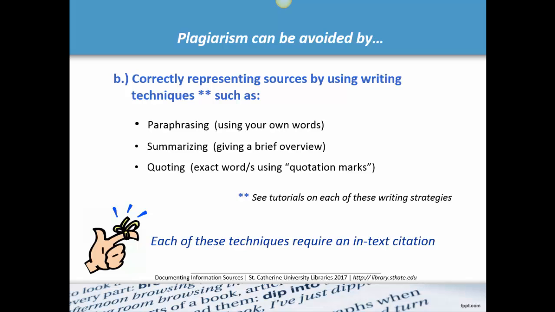Second, plagiarism can be avoided by correctly representing sources by using writing techniques such as paraphrasing, which involves putting what you have read into your own words, summarizing, in which you give a brief overview of the source, or quoting, which is using the exact words of a source enclosed in quotation marks. And remember, each of these writing techniques requires an in-text citation documenting the source of the information and usually including an entry on the list of references at the end of the paper.